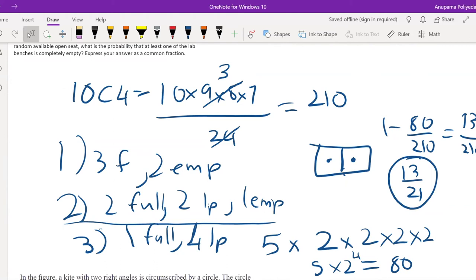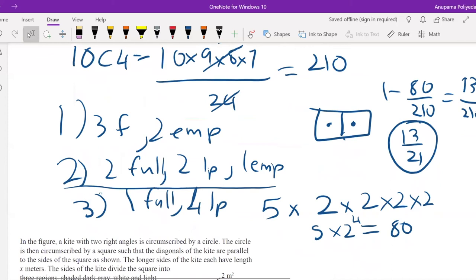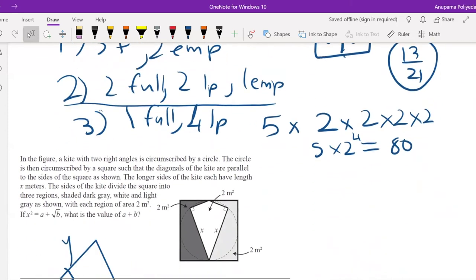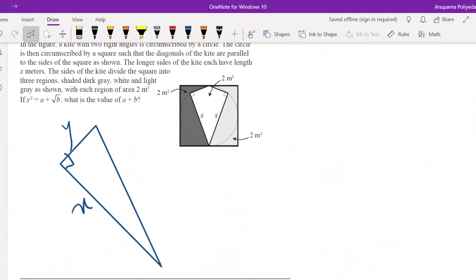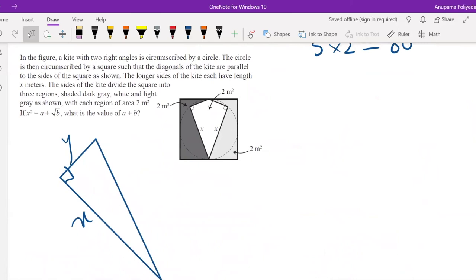Any questions about this problem? No. No. No. All right. So what is everyone's answer for number 28?